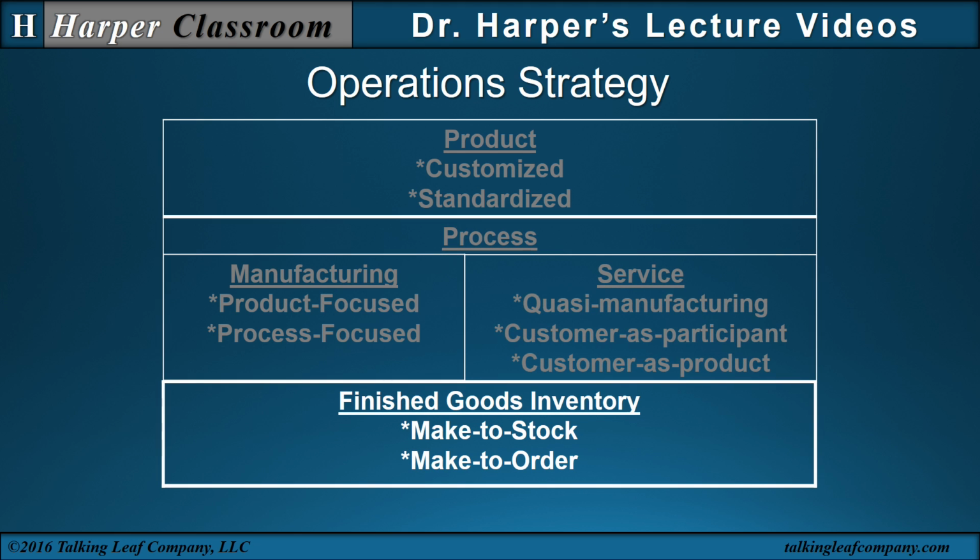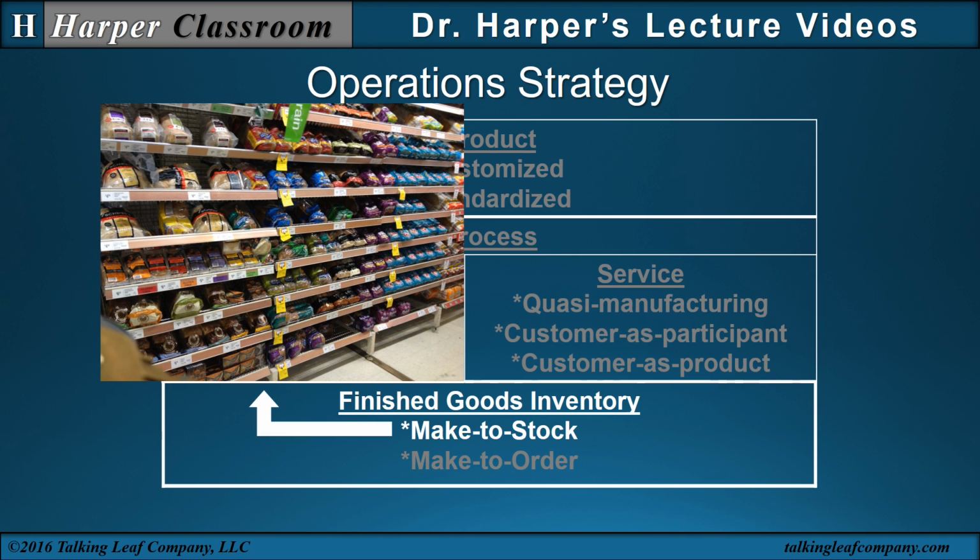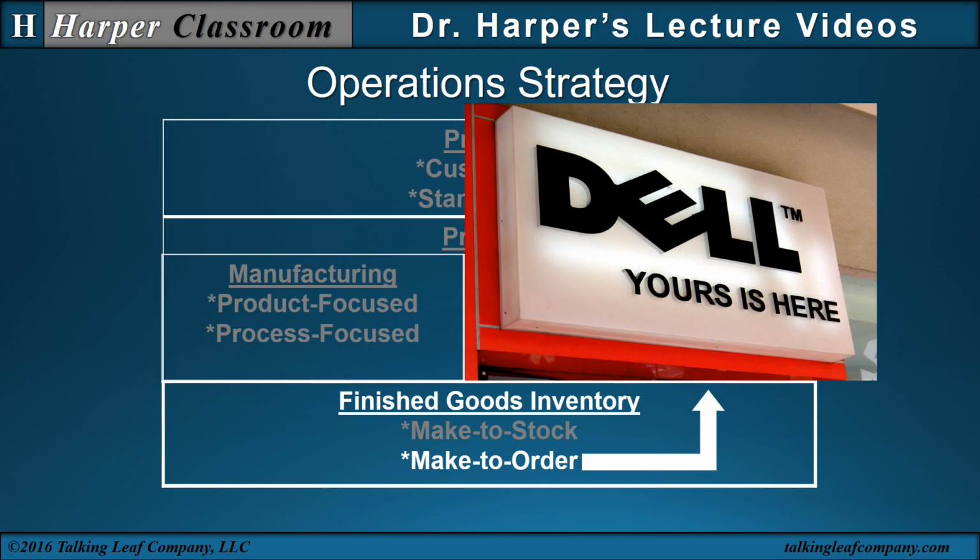Next is the finished goods inventory. There are two types, make to stock and make to order. An example of make to stock would be the bread aisle in a supermarket. The bakery produces that bread to create inventory, and demand is met out of inventory. An example of make to order is Dell computers. You call and give them your order, and then they produce your product based on your order.